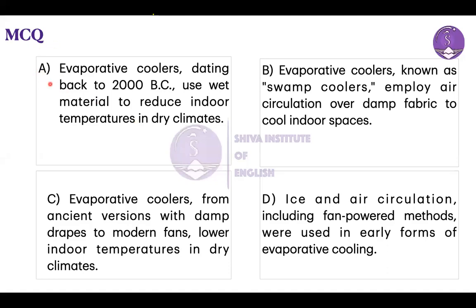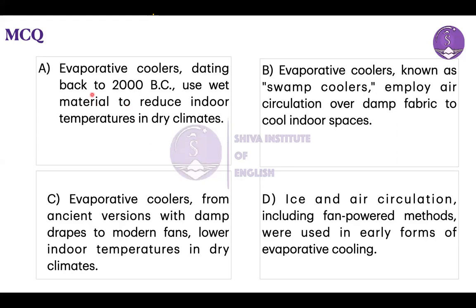So the first option says here, evaporative coolers dating back to 2000 BC use wet material to reduce indoor temperatures in dry climates. Now you can see that four options are provided here, and we need to identify which option is best to present the summary of the text. The first one stated that evaporative coolers dating back to 2000 BC use wet material to reduce indoor temperature in dry climates. If we observe this particular statement, what idea does it try to give us?